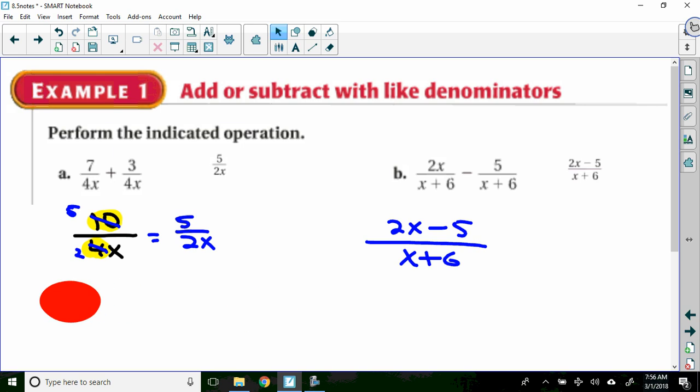In the last section, we looked at the fact that you might think, well, x over x is 1. Well, x over x is 1, but we don't have x over x. We have 2x minus 5 over x plus 6. We have a quantity over a quantity, and that can't simplify any further. We doing all right so far?